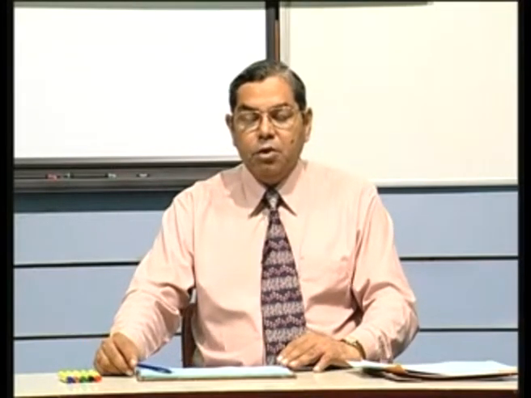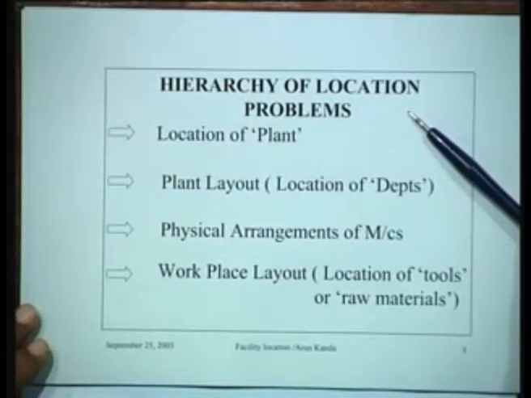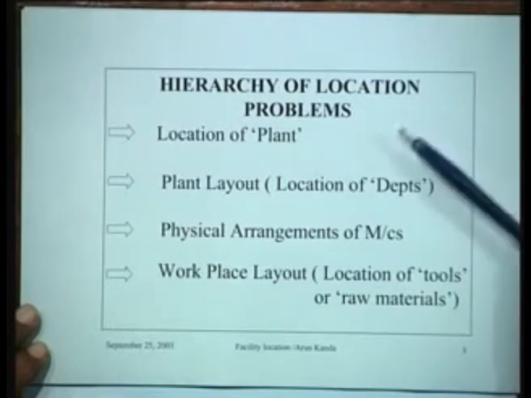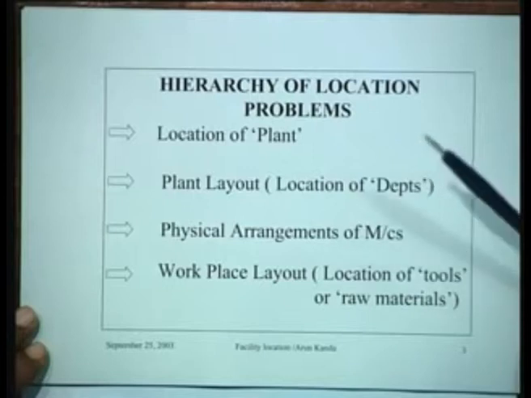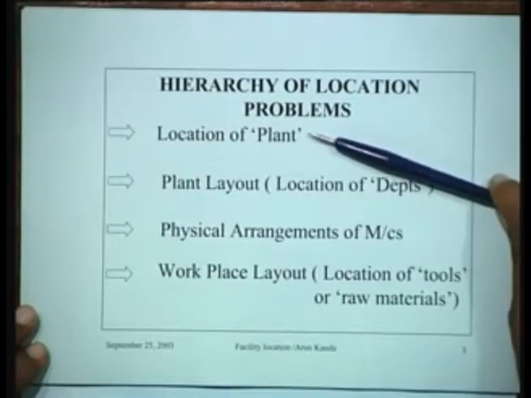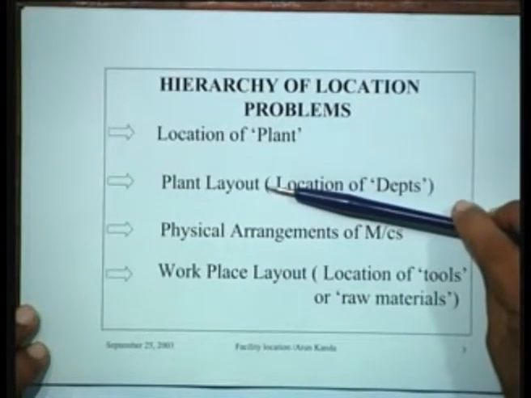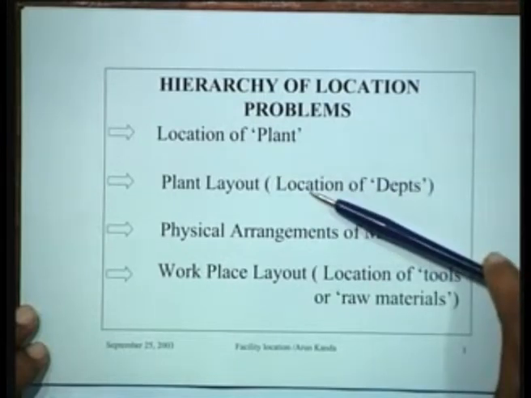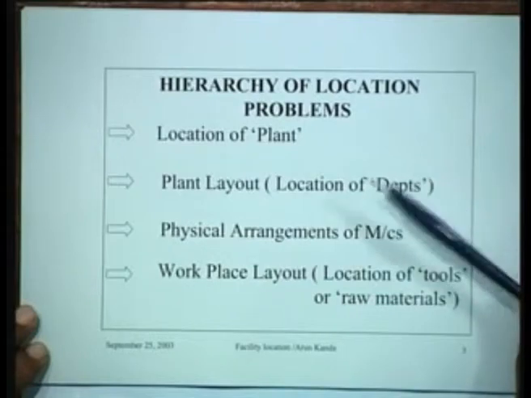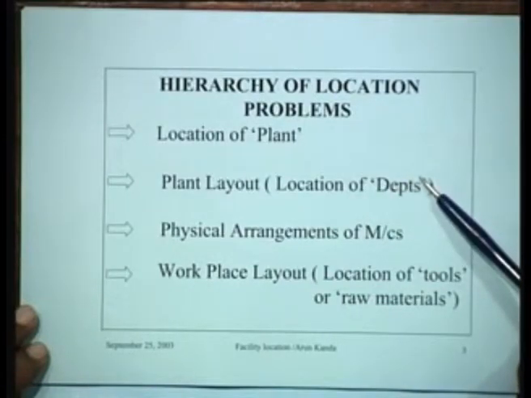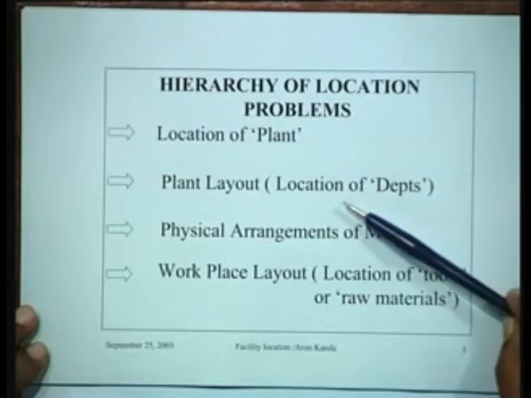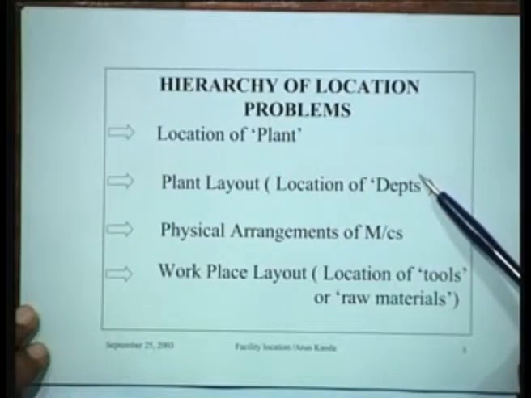Before we talk about the location of a plant, it would be worthwhile to look at this hierarchy of location problems. For instance, at the top of the hierarchy we have the location of the manufacturing plant. Now, once you have located the manufacturing plant in some location, what is the next decision? The next decision is to determine the plant layout. That means you are basically talking about the location of departments within the plant that you have decided to locate in the first place. So plant layout is essentially the location of individual departments within the plant.